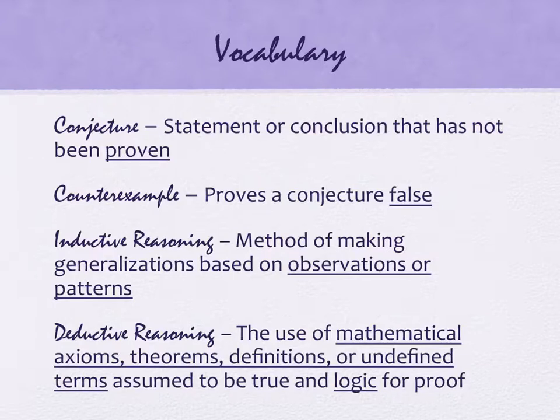Deductive reasoning is the use of mathematical axioms, theorems, definitions, or undefined terms assumed to be true and logic for proof. So we often see this happen when we've got an equation that we're actually given, and we're told it's always going to follow this equation. So you're using something that's concrete, definition for sure kind of thing, and then you're making a guess, although it's going to be an accurate guess, right? Because you have a more concrete basis for making the decision.